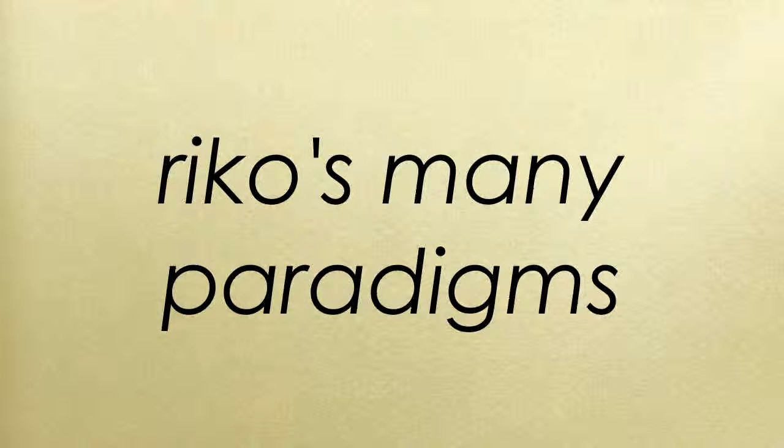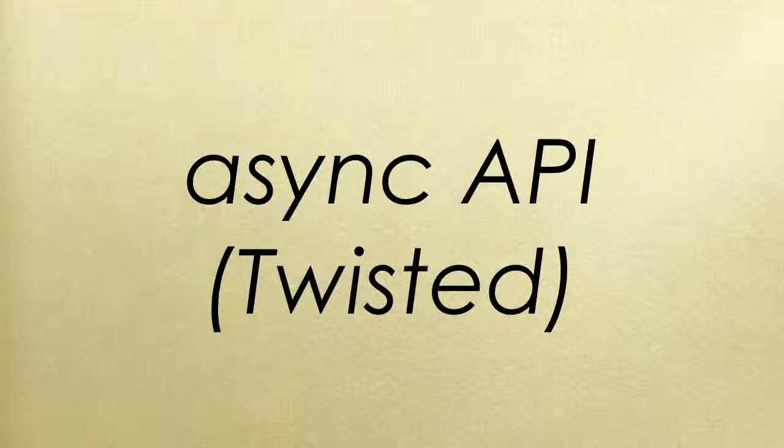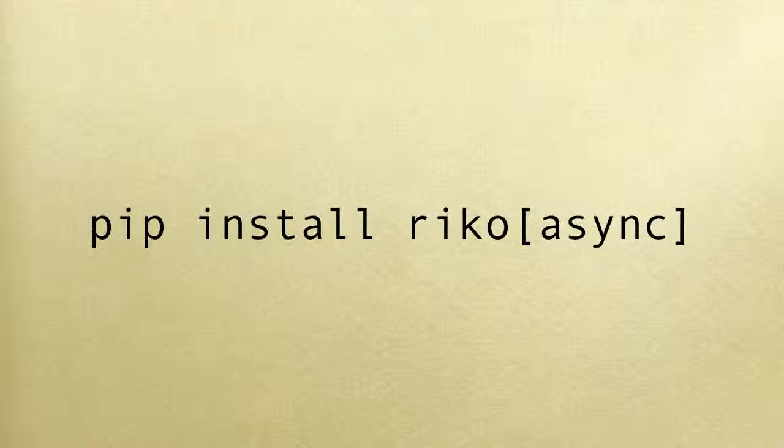So riko actually has a few different APIs. That was the synchronous API. It also has an asynchronous API and a parallel API. And I'll give you an example of using the async API. Under the hood, it uses Twisted. But as you'll notice, the imports aren't going to be exactly the same, because Twisted was before PEP8, and they use camel case. So I actually have a small wrapper that uses the more conventional PEP8 lowercase.